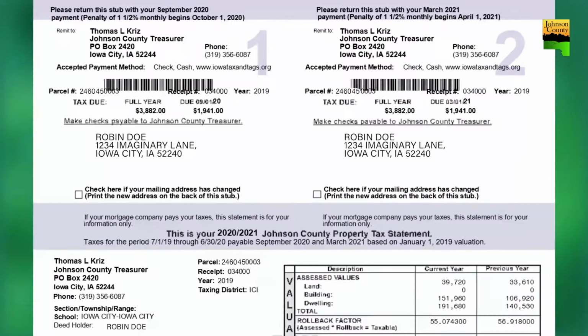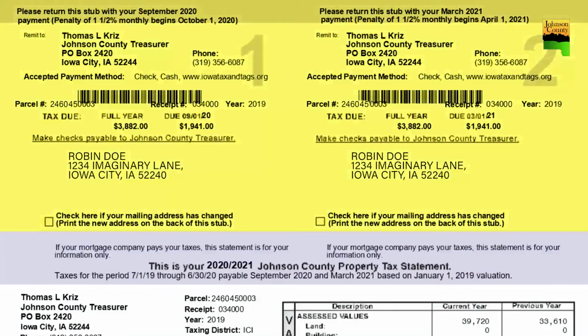At the very top of your statement, you will find the stub. The stub is important for staff to process your payment properly. It's not necessary, but sending the stub with your payment is the best way to make sure that your payment is applied to your property. If you have moved, make sure to tick the checkbox at the bottom of the stub to let us know that you have changed your mailing address.